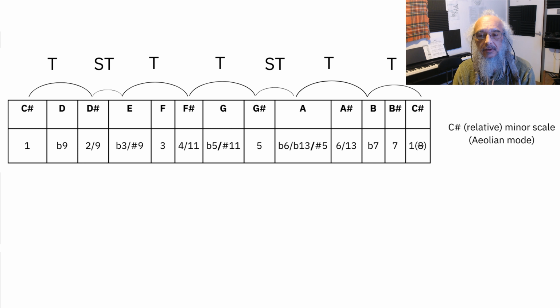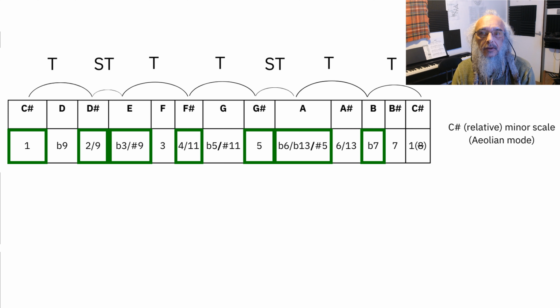Every major scale has a relative minor scale, which has a root starting a minor third below the root of the major scale, or on the 6th degree of the major scale if you prefer. In this case, C sharp minor. If we look at the numbers, this time we have 1, 2, flat 3, 4, 5, flat 6 and flat 7.